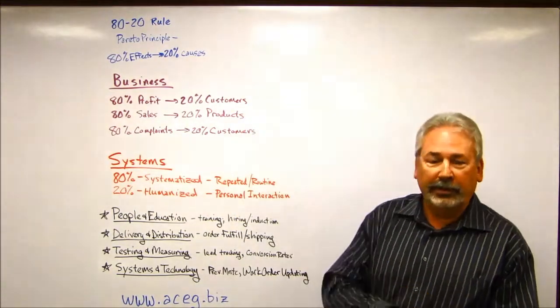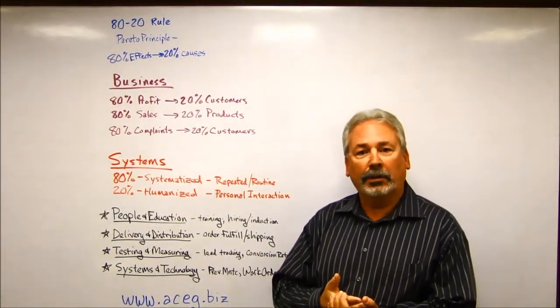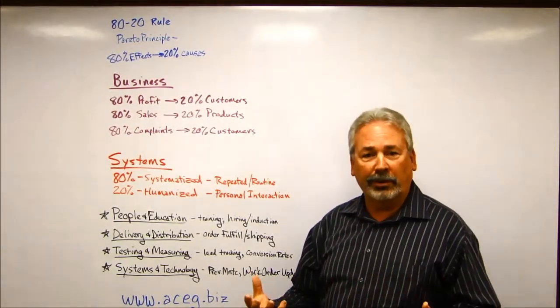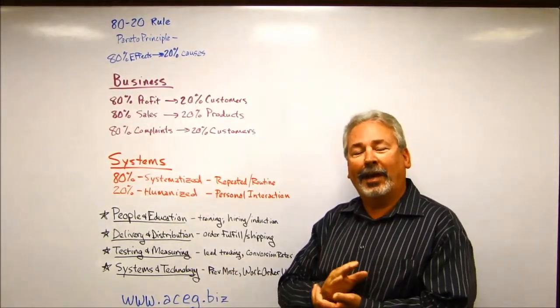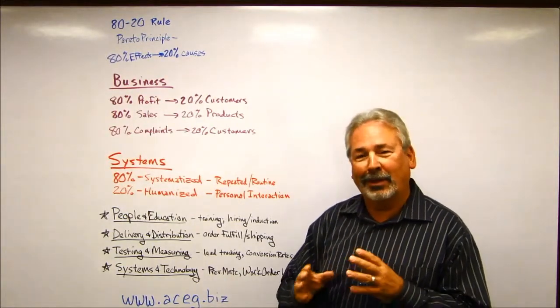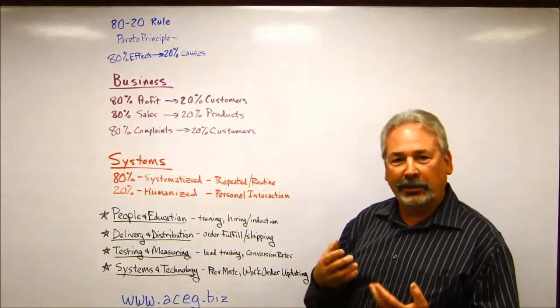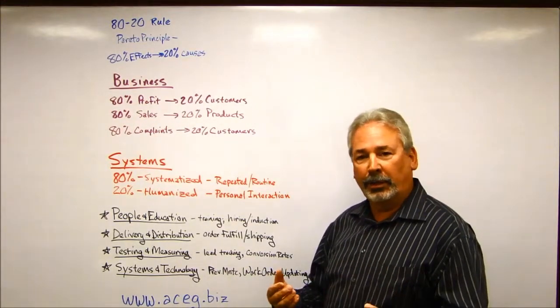80% of the profit typically comes from 20% of the customers inside of a business. 80% of the sales typically comes from 20% of the products. Interestingly enough, 80% of the complaints also typically come from 20% of the customers, which can drive strategies and areas of focus for a particular business.